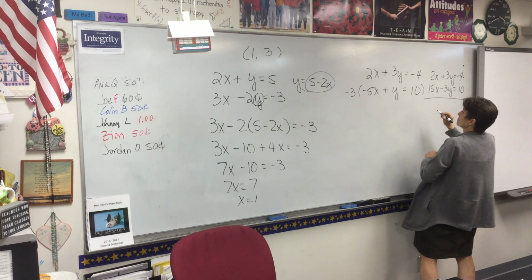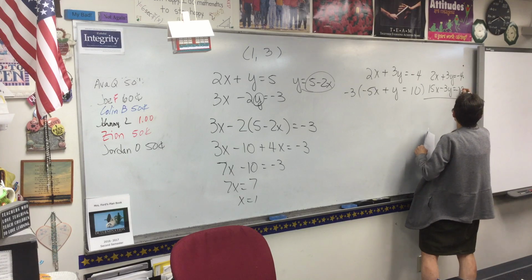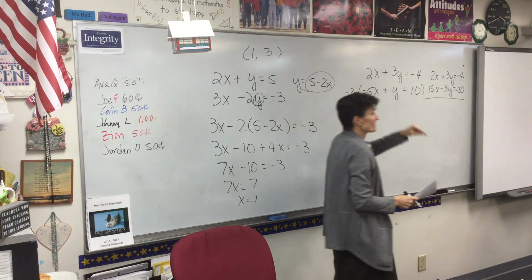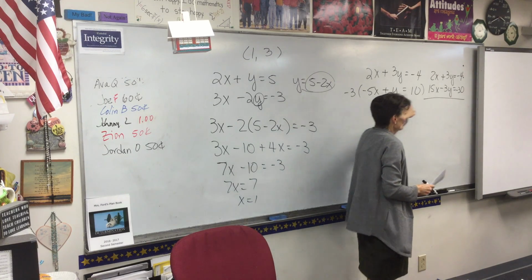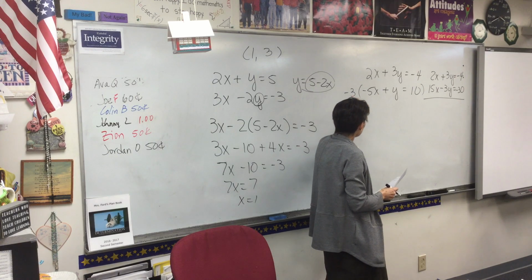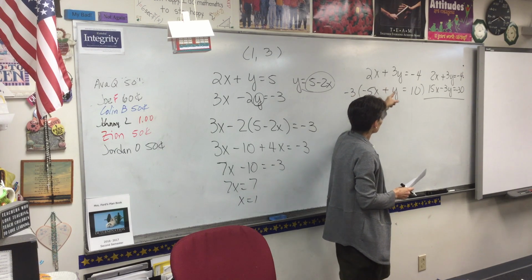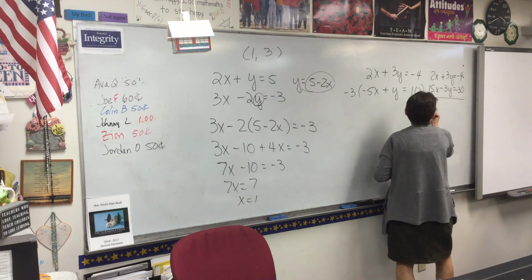Oh, what did I say? Oh, -30. Oh, you're exactly right. Oh my gosh, I just made the same mistake I've been warning you about. Remember, you're multiplying all the way across, right? So -3 times this, -3 times this, and -3 times that. Very good, thank you.